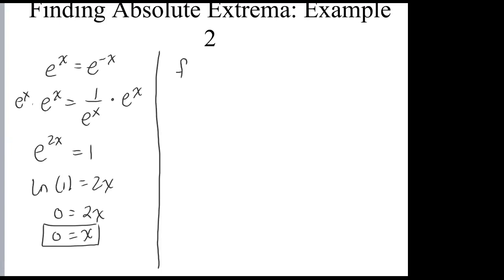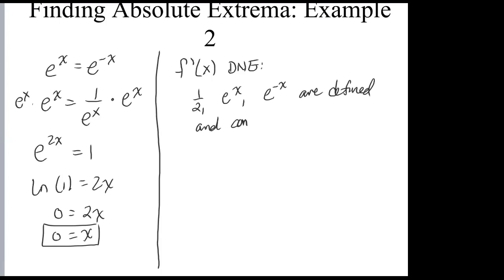The second place that critical points can occur is a place where the derivative does not exist. Let's see, where could it not exist? Note that 1/2 e to the x and e to the negative x are defined and continuous for all values of x.